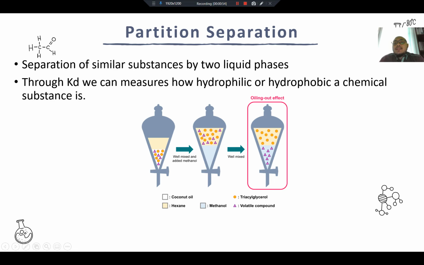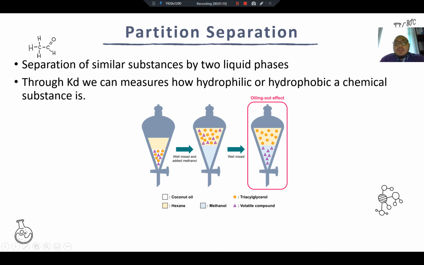Hydrophilic is the term when the substance loves water. Hydrophobic is the term when the substance hates water. Let's say for this example in this figure, right? Liquid-liquid extraction is one example of partition separation because it involves two liquid phases, right? So if you look over here, let's say for example below here we have water and the above one is the organic layer, right?